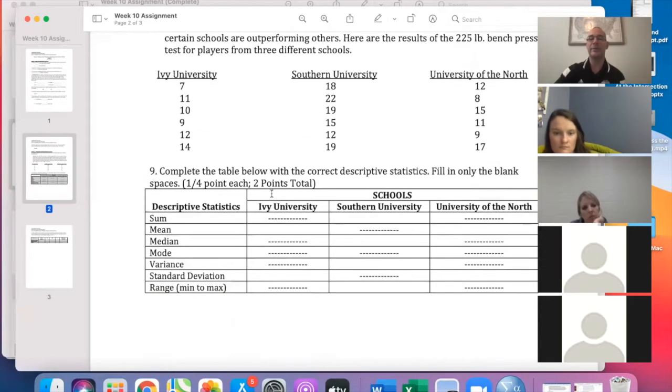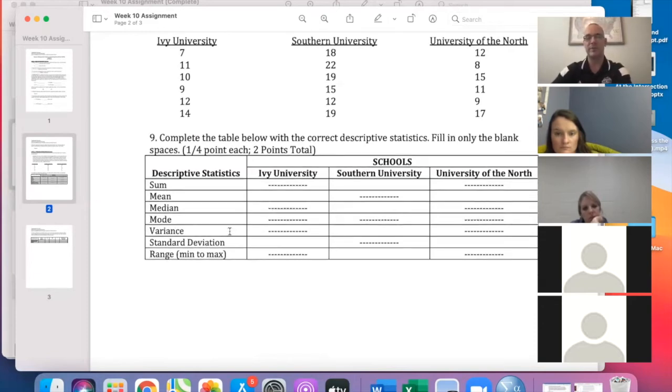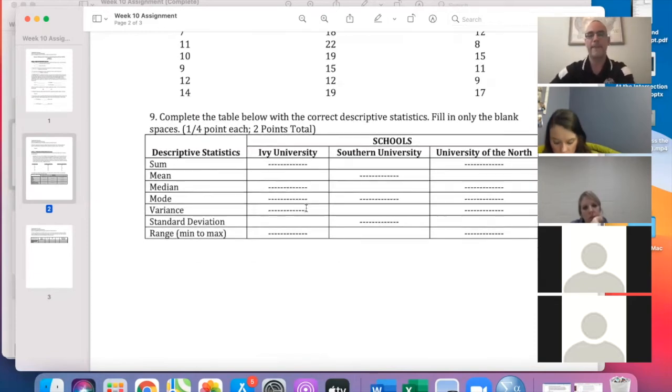So for number 9, what it's going to ask you to do is get your descriptive statistics for these various universities. That should be pretty straightforward. Point and click, and it'll give you that information in SPSS. So run your analysis, get all the descriptive statistics, and then just fill in the blanks there.